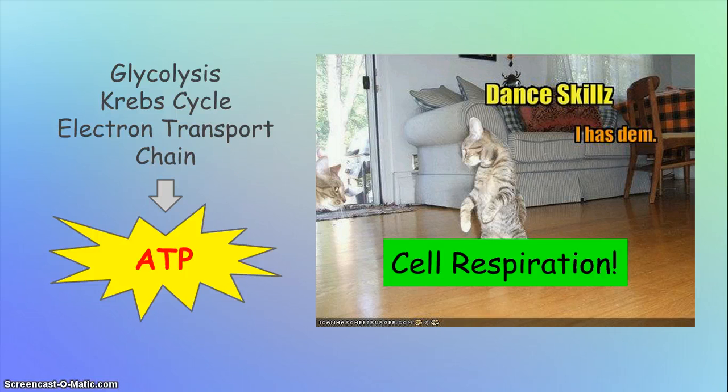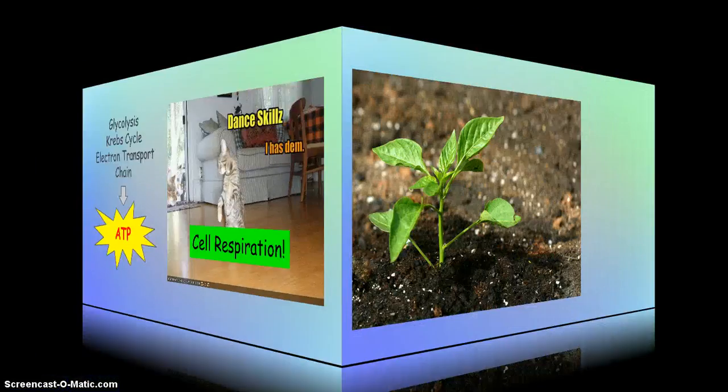Plants not only can do cell respiration, but they can do photosynthesis, which is actually creating the food that they need to do the cell respiration with in the first place. That's something that animals and other things like funguses can't do. So let's talk a little bit more about photosynthesis.